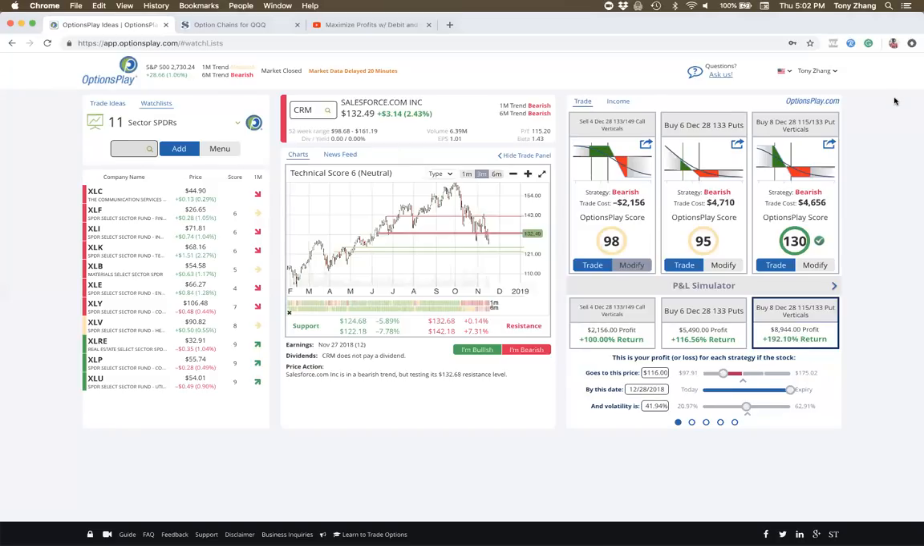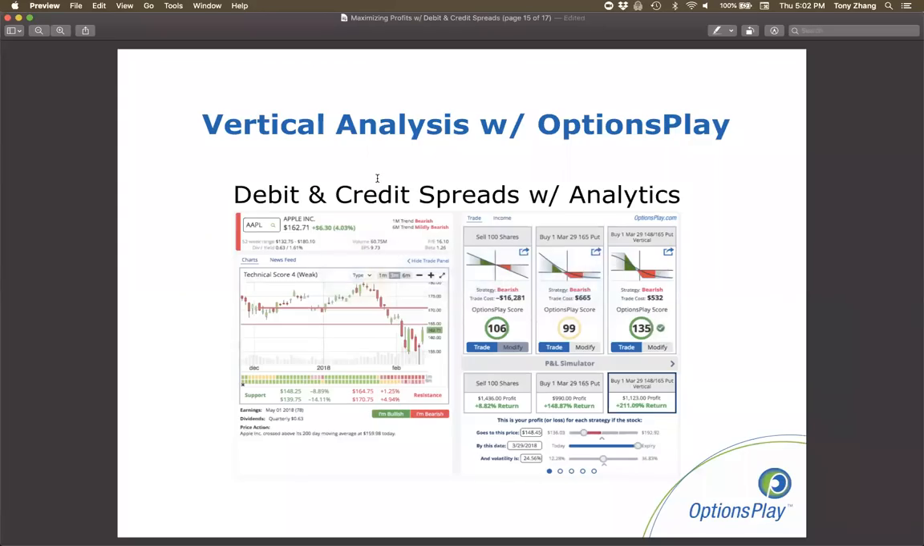And this is one of the reasons why we want you to make sure you understand these strategies in and out, so that you're choosing the right strategies for your outlooks and deploying your capital as efficiently as possible. So with that, I just want to jump back to the Options Play slides.